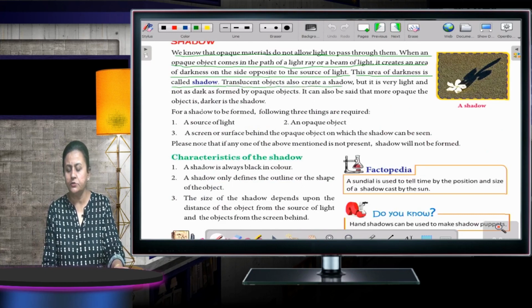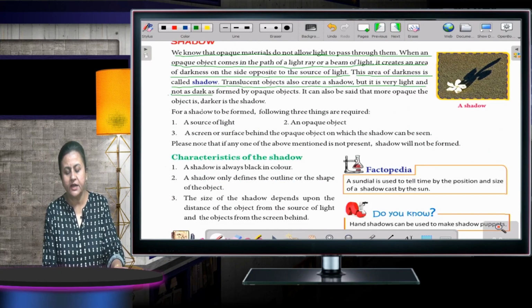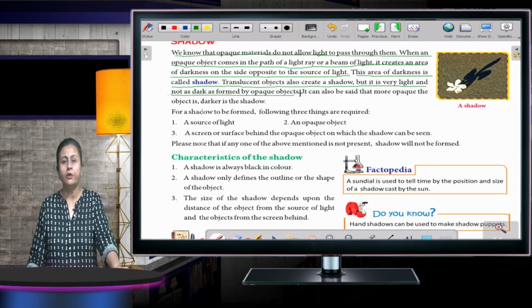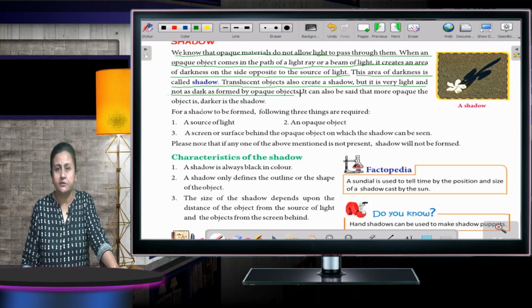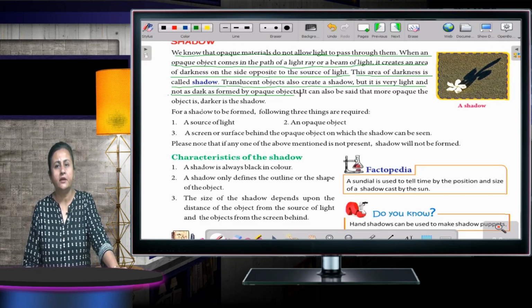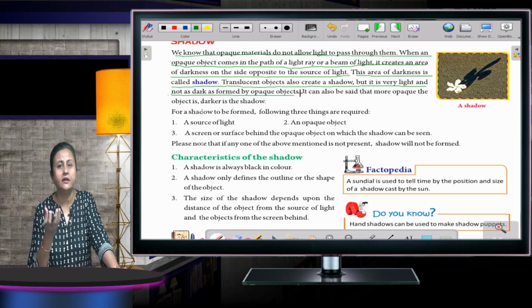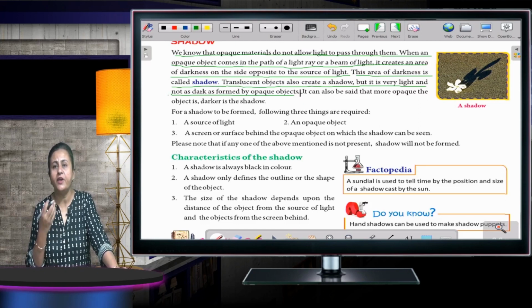Translucent objects also create a shadow, but it is very light and not as dark as compared to the opaque objects. It's not like only opaque objects create shadow. Translucent objects can also make a shadow, but if you compare both the shadows, the shadow formed by an opaque object would be darker, but the shadow formed by a translucent object would be very light.